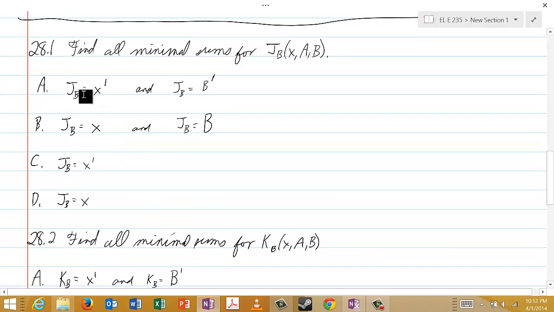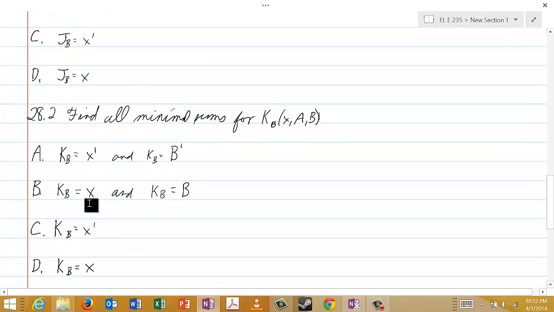So anyway, your choices are for 28.1, in A, JB equals X prime and JB equals B prime. So you have two minimal sums, those two. In B, you also have two minimal sums, JB equals X and JB equals B. In C, you have only one minimal sum, JB equals X prime, and in D you have the single minimal sum JB equals X.